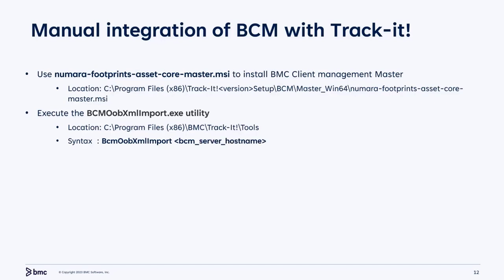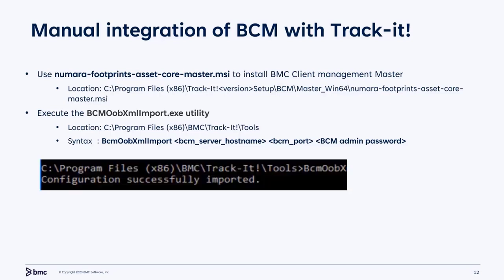In BCM server hostname, you'll enter the hostname of the BCM server, followed by the communication port, which is 1611, and finally the admin password. Once the command runs successfully, you will see the following output.